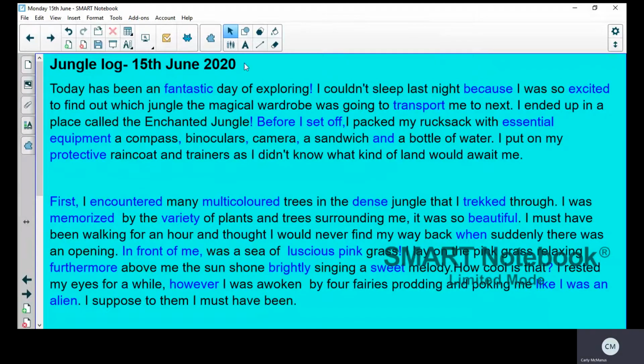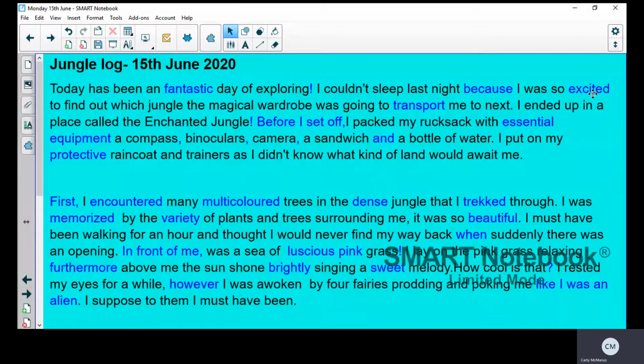Now, in this paragraph, I've highlighted some things in blue. So let's have a look. I've highlighted fantastic because it's an adjective. I've highlighted the exclamation mark to show I'm excited. I've got the conjunction because, so I'm explaining why I couldn't sleep. Excited, again, an adjective, but also a feeling.